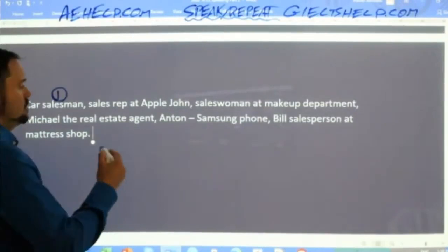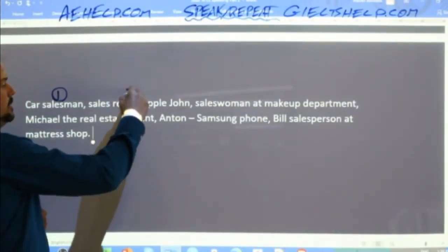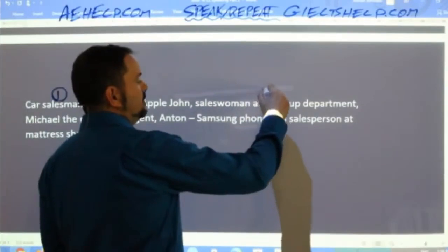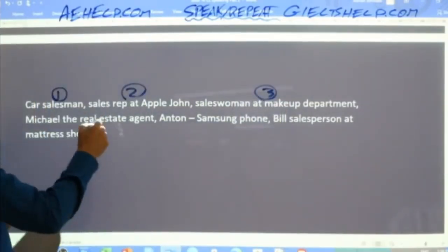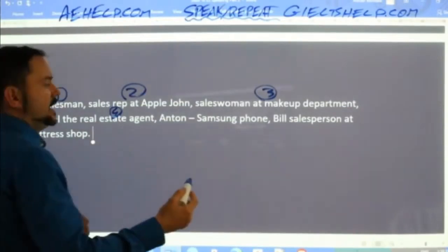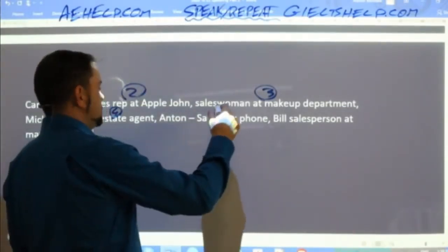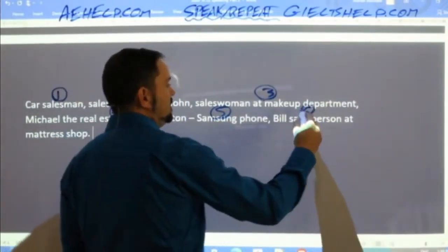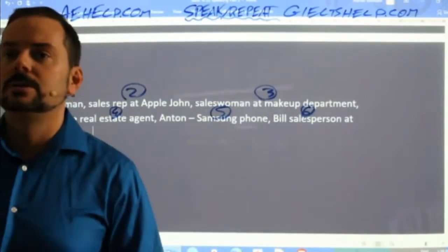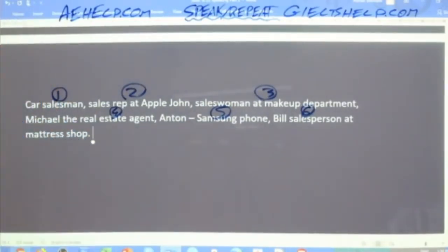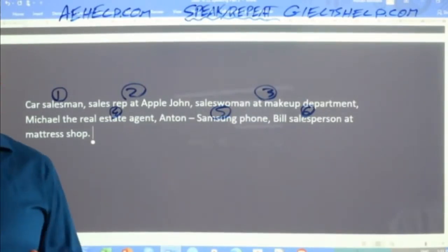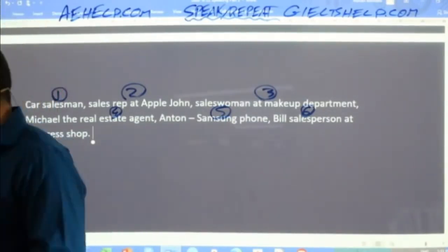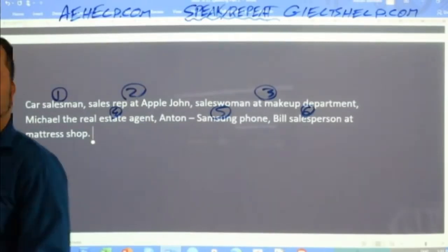So car salesman is 1, sales rep at Apple is 2, saleswoman for makeup is 3, Michael the real estate agent is 4, Anton for the new smartphone is going to be 5, and Bill, the salesperson for the mattress, is going to be 6. So let's take a vote for original and easy to talk about. Okay, Beckjohn says 2. Janelle says 5. Let's see if we start getting some kind of uniformity here or some kind of agreement. Which one do you think is fairly easy to talk about?